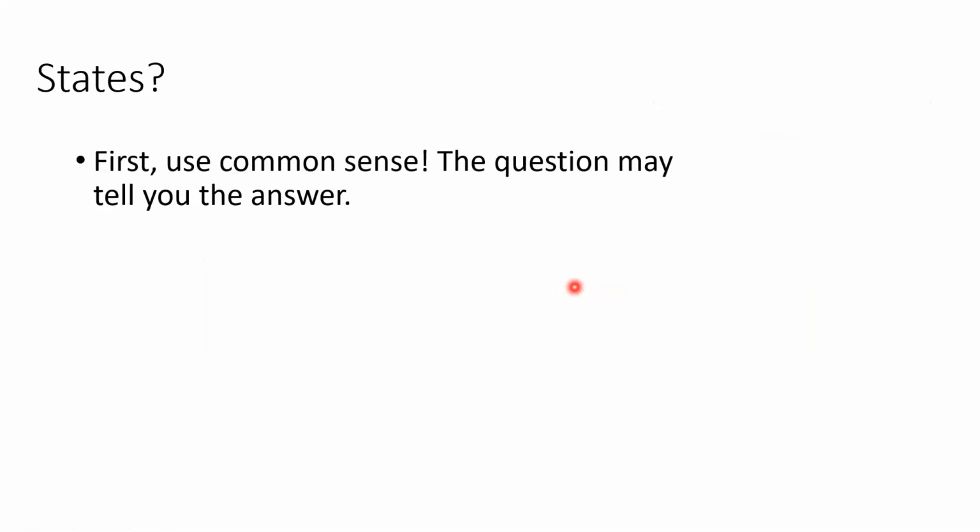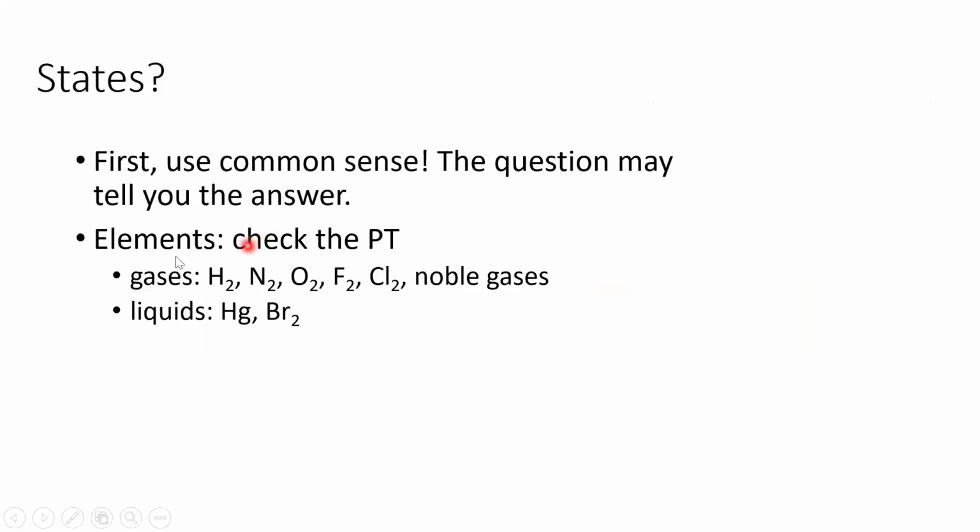So states. When we talk about chemical reactions, we want to identify whether the reactants and products are solids, liquids, or gases. The first thing you want to do is use some common sense, because a lot of them you know whether they're a solid, liquid, or a gas. But we've talked about this when we looked at the periodic table. Most elements on the periodic table are solids. Hydrogen, nitrogen, oxygen, chlorine, fluorine, and the noble gases are all gases.